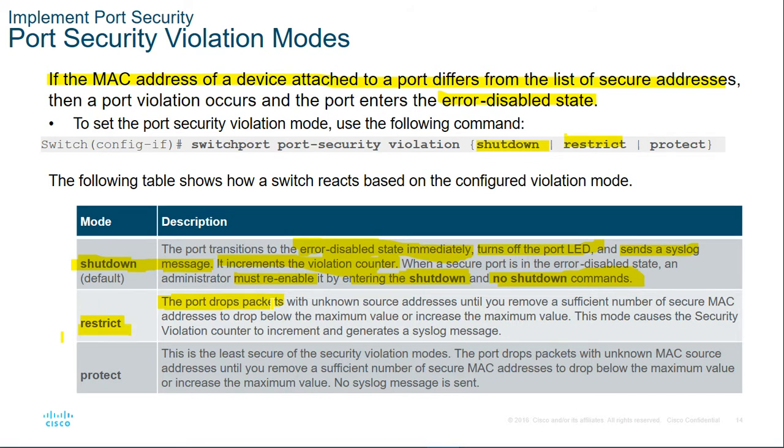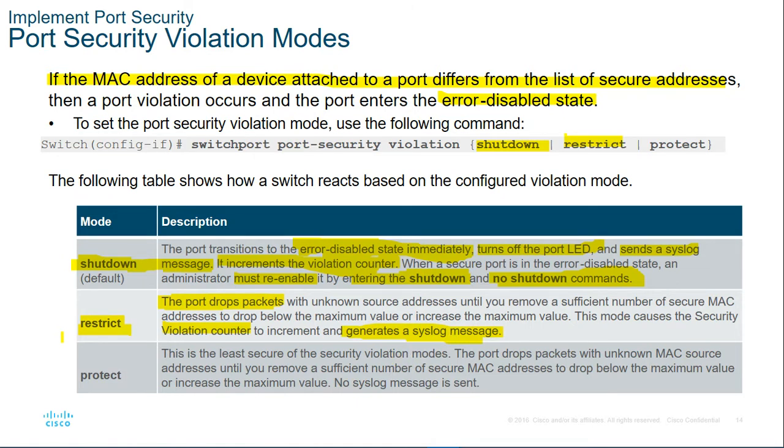And then what it will do: this mode increments the security violation counter, counting how many times he is trying to access. It will generate the syslog message. So the restrict mode simply drops the packets from the unknown source MAC address, counts how many times he tried to access the interface, the number of times the violation occurred, and also generates the syslog message.